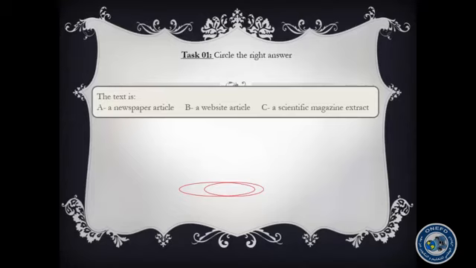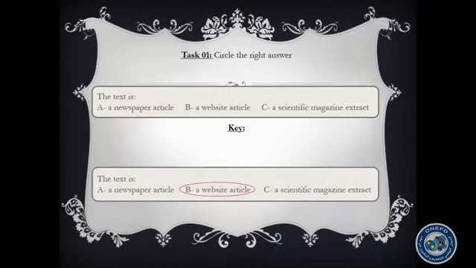So for the answer to this question, you have to look at the source. You have to look at the source in order to find out if the text is a newspaper article or a website article or a scientific magazine extract. Again, feel free to pause the video, then answer your question. So, did you get it? So let's take a look at the answer. So the answer is the text is a website article.